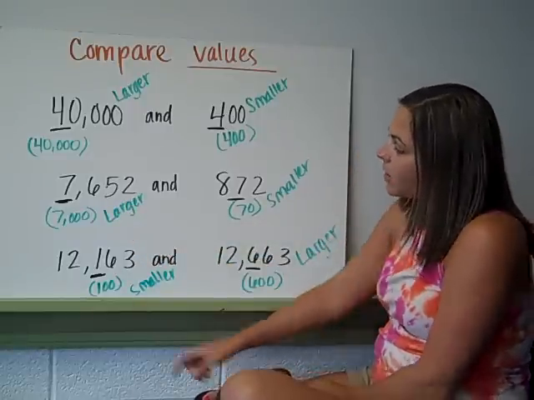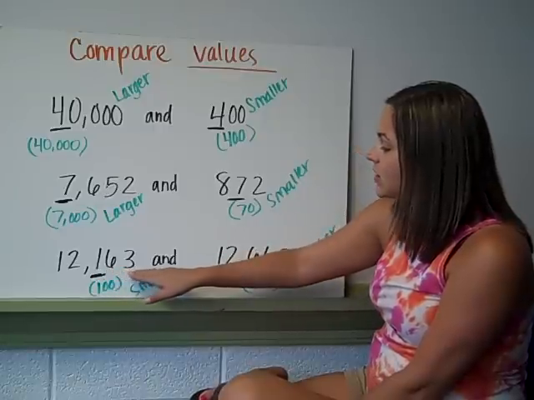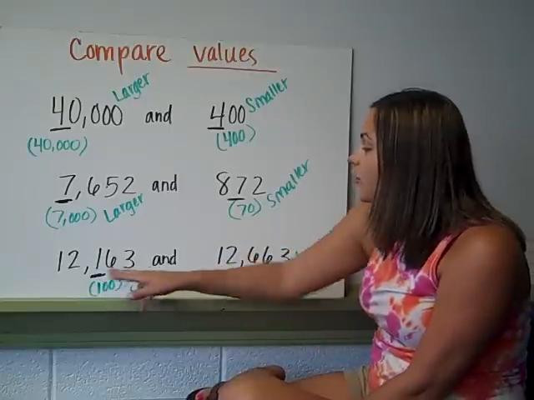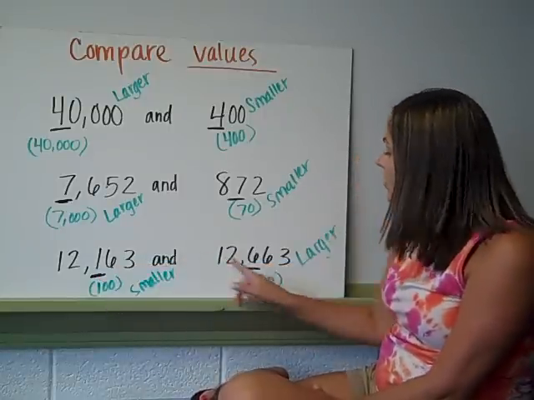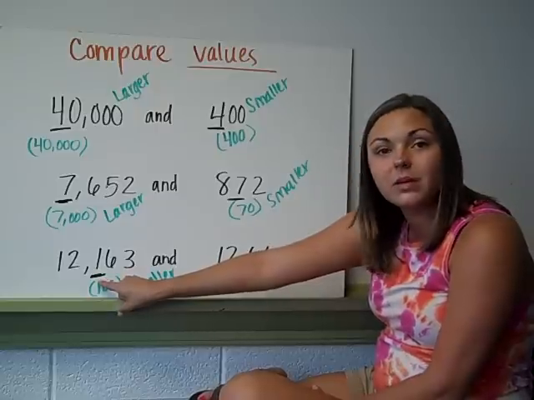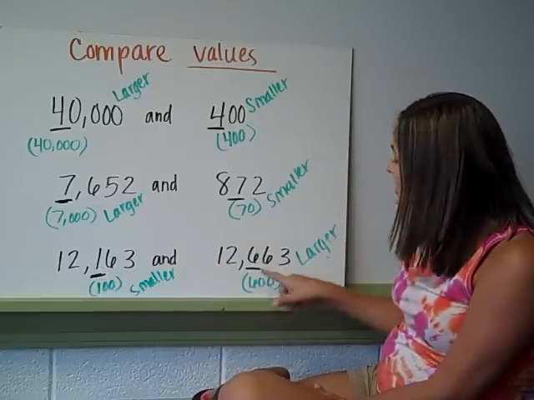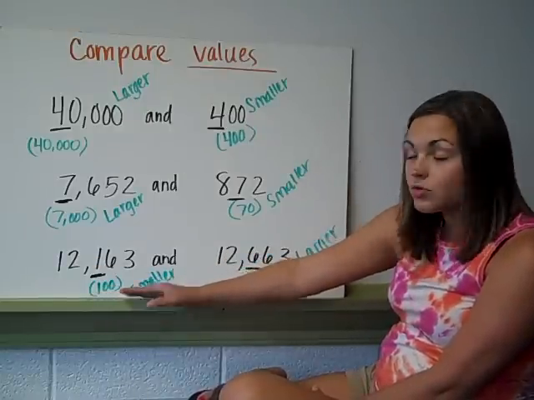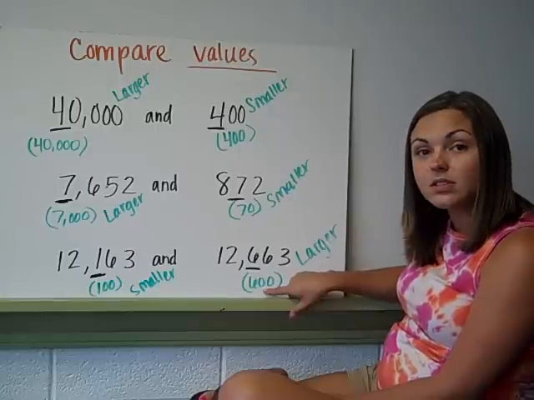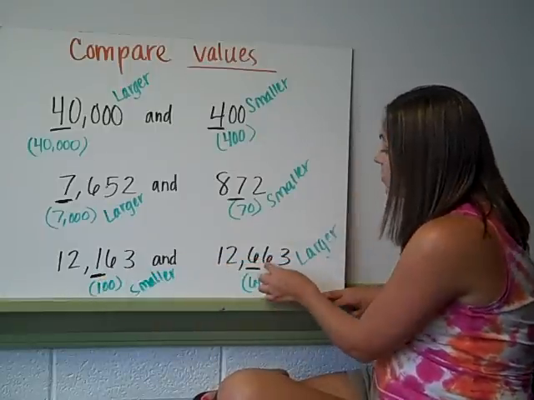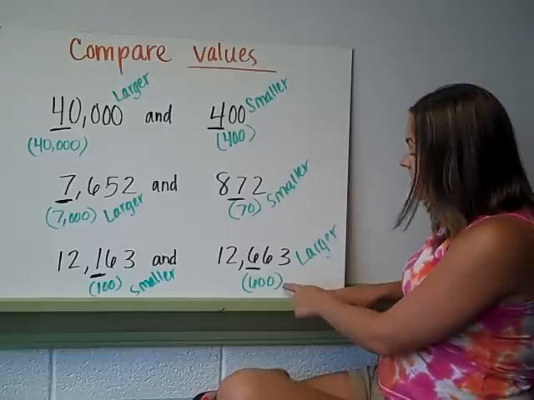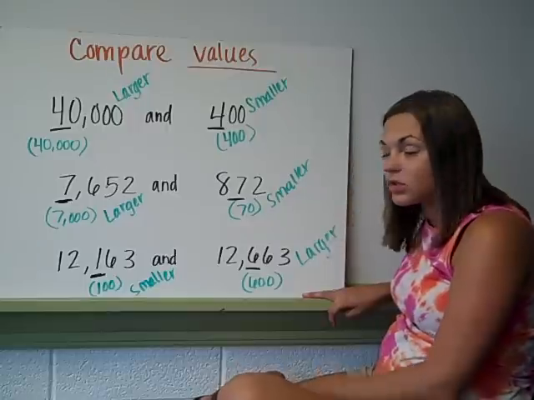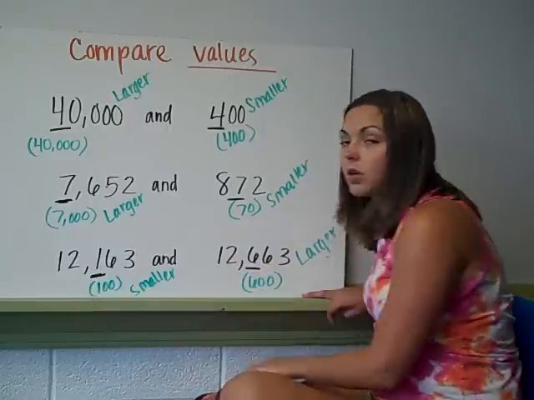And this last one, I have 12,163 and then I have 12,663. Here I have different digits underlined. This is a 1, this is a 6. However, they're in the same place. This 1 is in the hundreds place, and the 6 is in the hundreds place. But 1 hundred equals 100 and 6 hundreds equals 600. So even though they're in the same position, this is a lot larger because that 6 means 600 and this only means 100. 600 is bigger than 100.